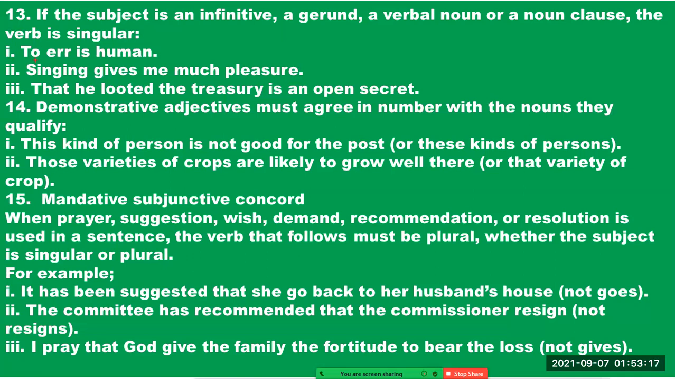Example I: To err is human. The infinitive here is "to err." To err is human, all right? This also is an example of nominalization. When you take a verb and you convert it to a noun, that is a grammatical concept known as nominalization. You will also find videos uploaded on my channel that give a detailed explanation on nominalization.